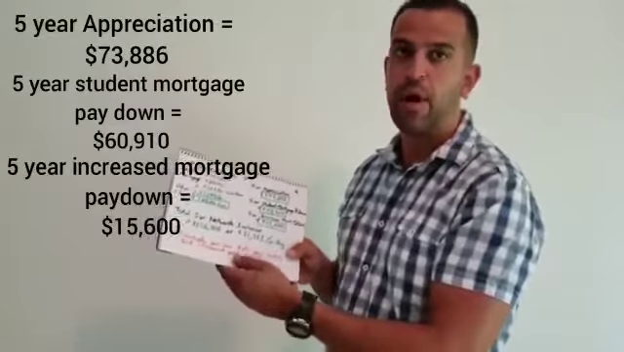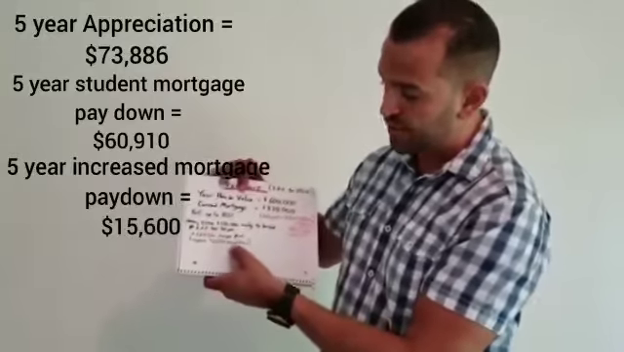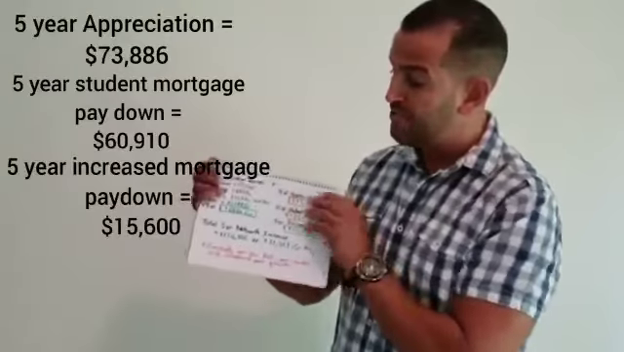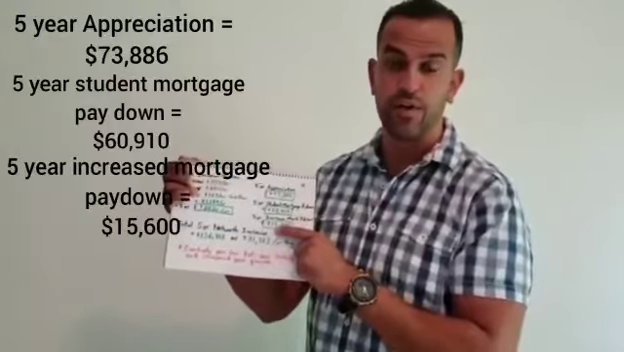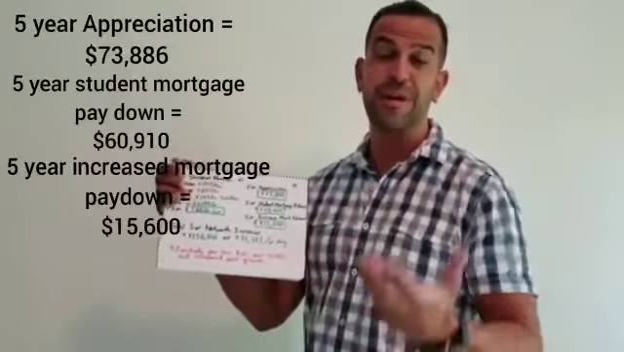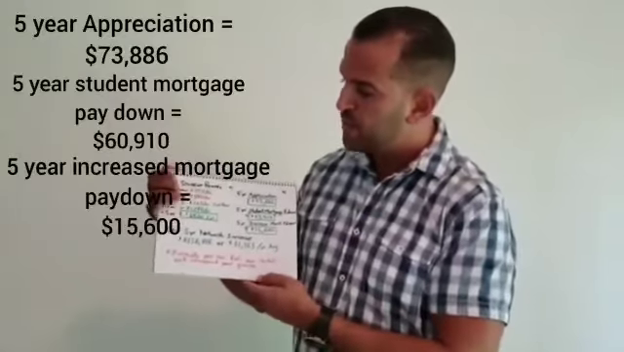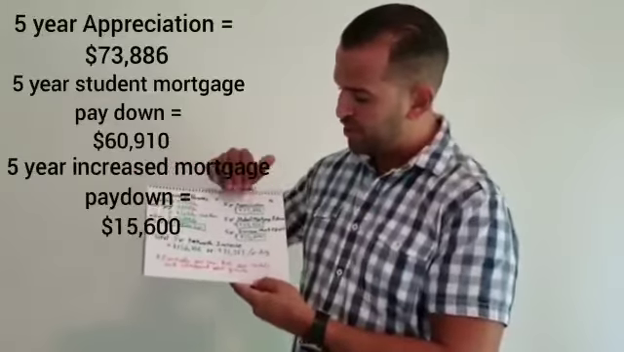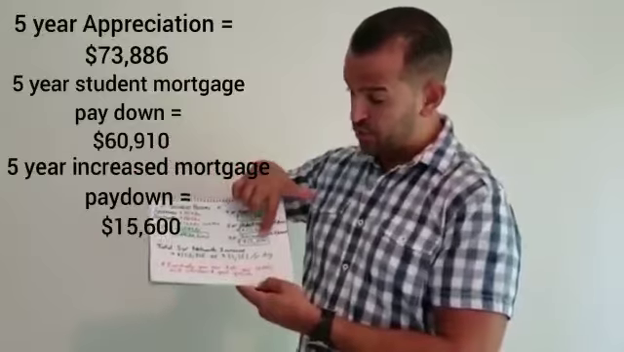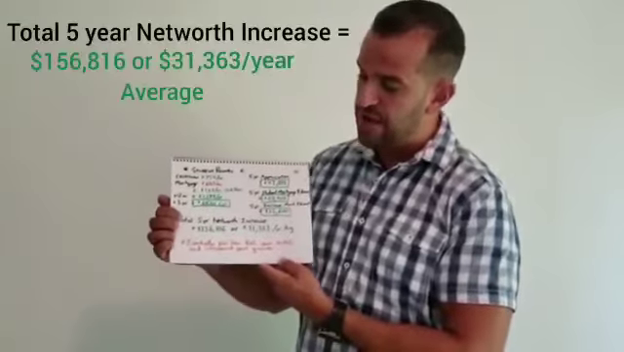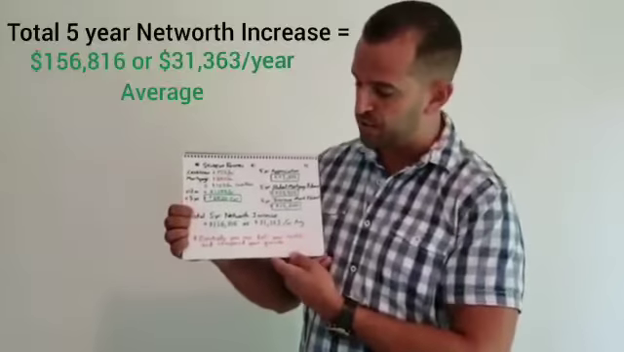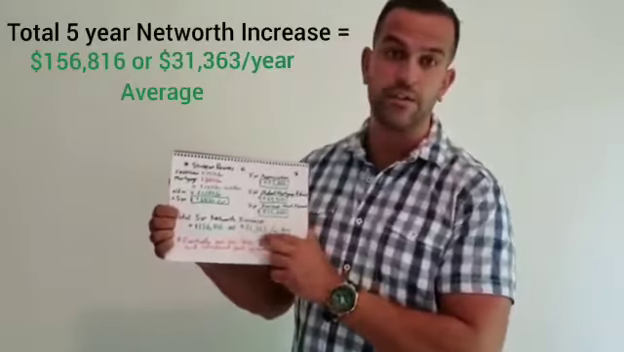So if you remember, when we talked about that extra $260 a month, you've actually paid off an extra $15,000 of the $150,000. So that $15,000 of the $150,000 you actually have recaptured already. So now we've got our appreciation, our mortgage pay down, our additional mortgage that we took on paid out, and our cash flow, and that creates a total 5-year net worth of $156,000 or $31,000 a year.